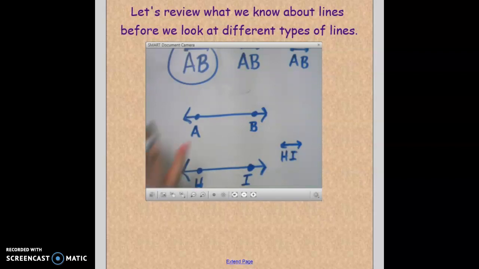Now, we got to know how to draw lines. I don't want to see any line segments. I want to see lines, okay? So when you're doing your drawing later on in the lesson, make sure you're drawing lines. That means there's an arrow on each end to show lines, okay? So now we're going to talk about the different types of lines. There are several different types of lines that you've been learning about. Let's review those.